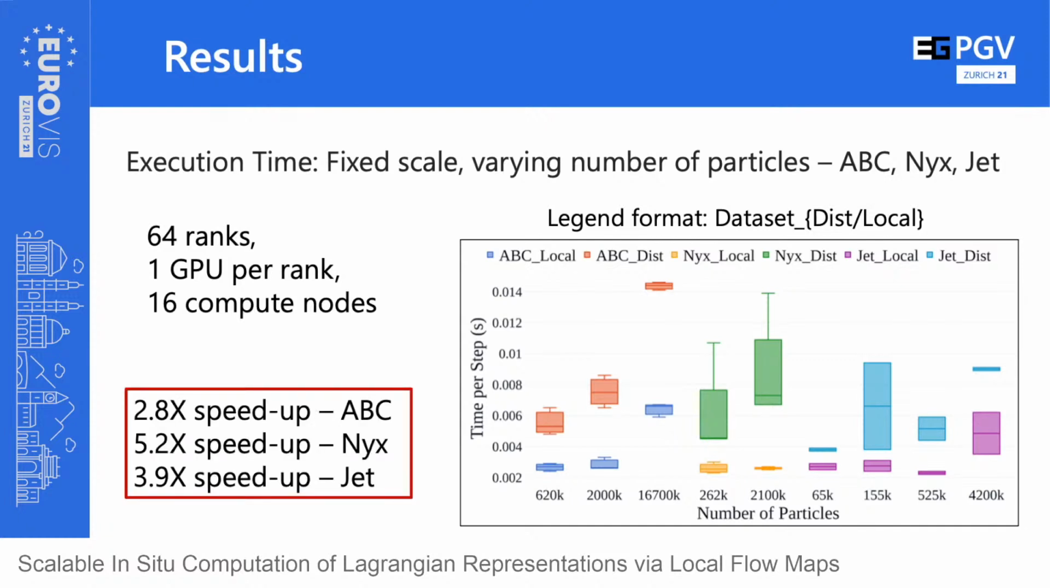We observed different speedups for each dataset, 2.8x for ABC, 5.2x for NIX, and 3.9x for JET. We used box plots to show the variation in time required, and it is observable that Lagrangian distributed tests show significant variance in many cases. In contrast, Lagrangian local only had one instance where execution time varied significantly.